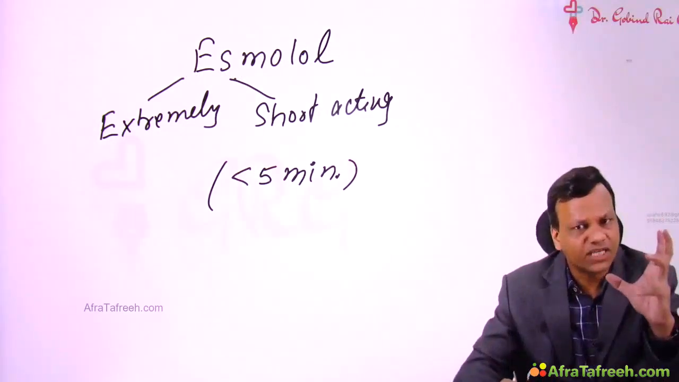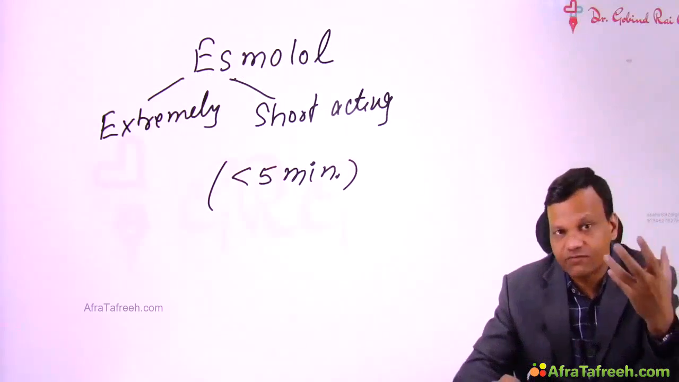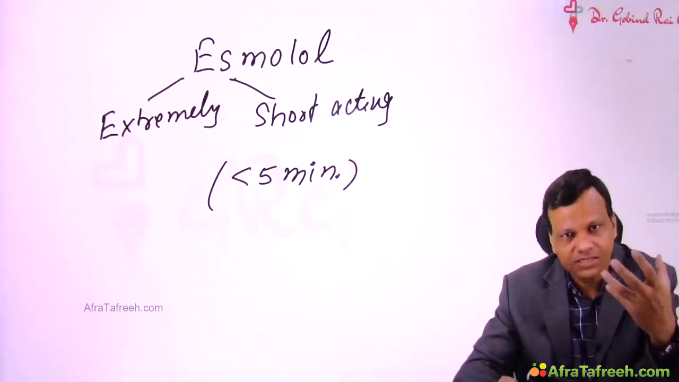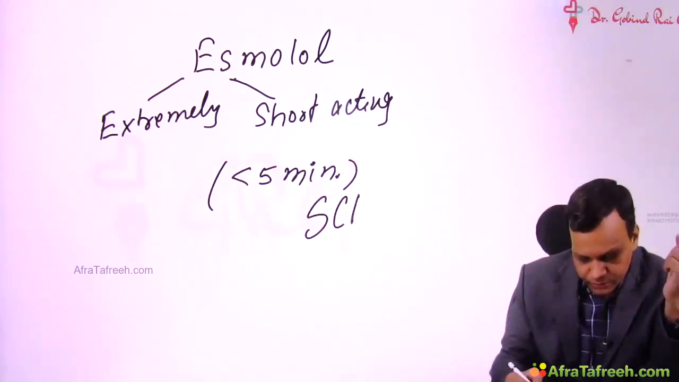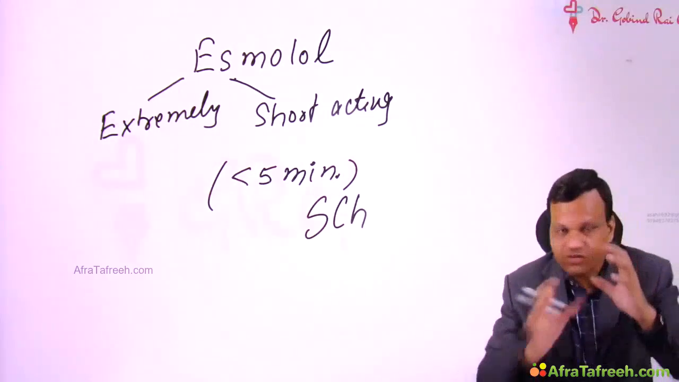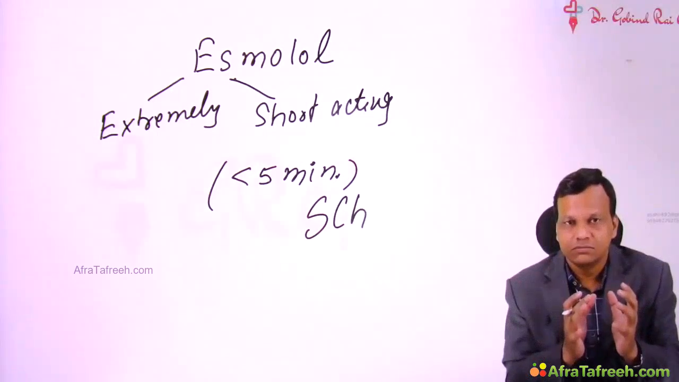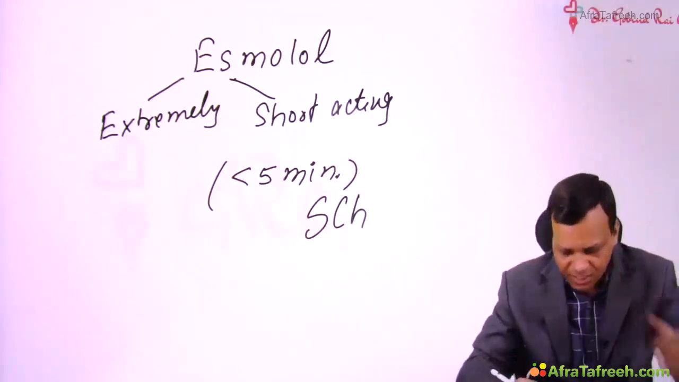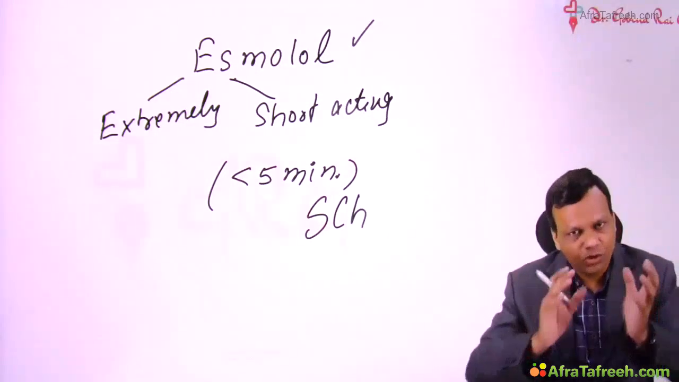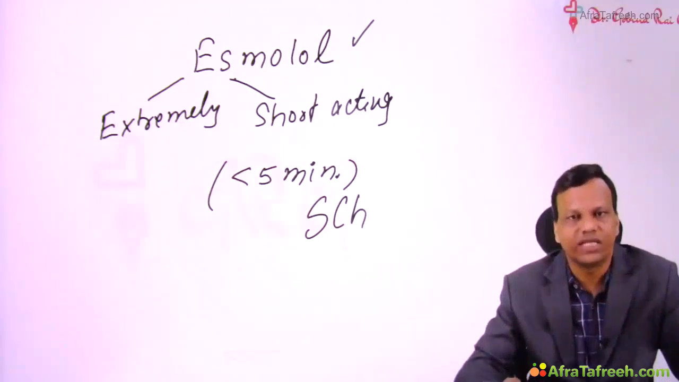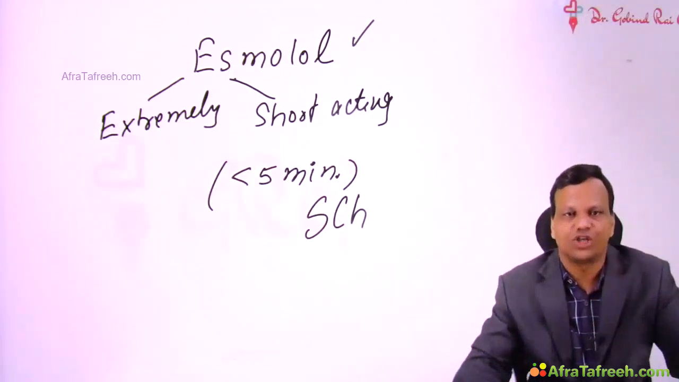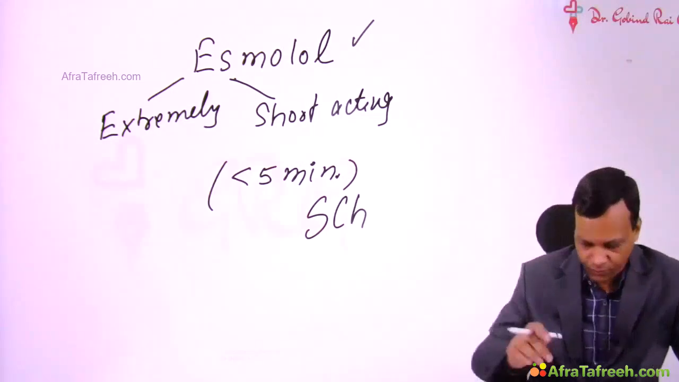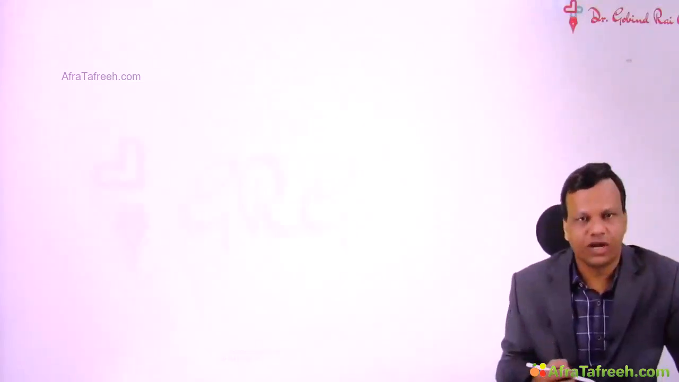Do you remember which other drug we discussed whose action remains for less than 5 minutes? Yes, succinylcholine. And do you remember why succinylcholine was so short acting? Because it was metabolized by pseudocholinesterase. And the same happens to esmolol also. Esmolol is also metabolized by pseudocholinesterase. That's why it is very short acting. Clear? So this is about number 4 property, water solubility.